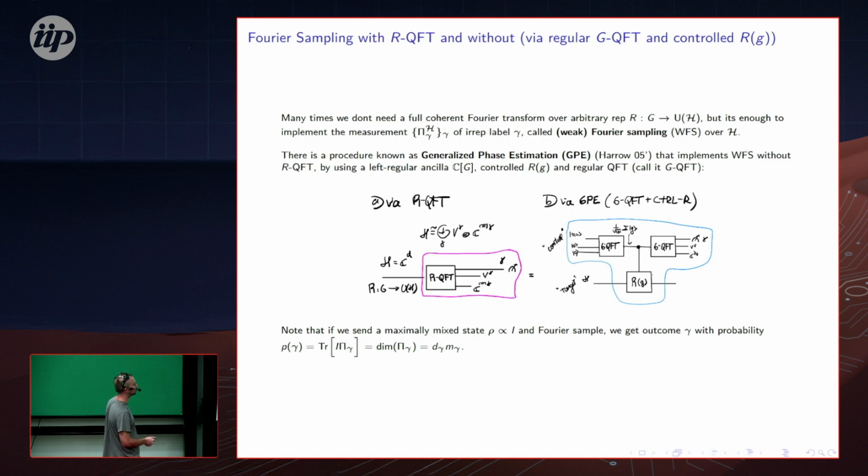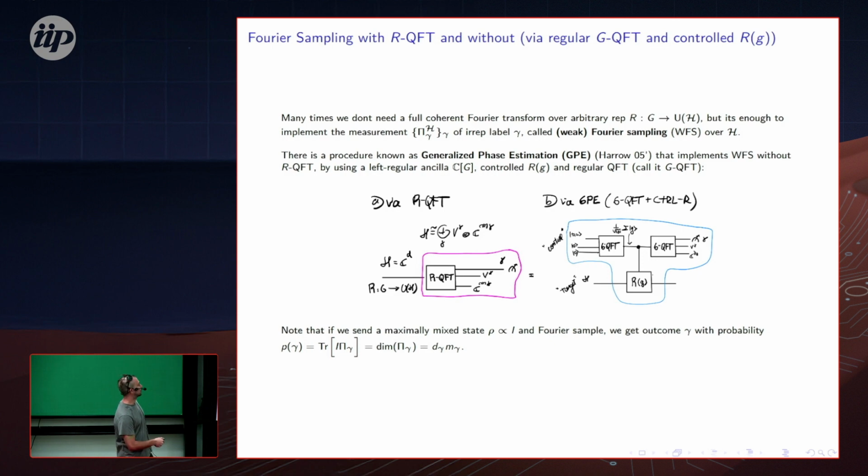Then you apply a control R. This is where the actual R, arbitrary R, is acting. And as long as you can implement this control, a unitary operation that would look like |g><g| tensor R_g on the target. And then you apply the forward QFT over the left regular representation, which typically is easier to build than one for arbitrary representations, because the left regular representation is very structured. And then you measure the irrep label, okay?